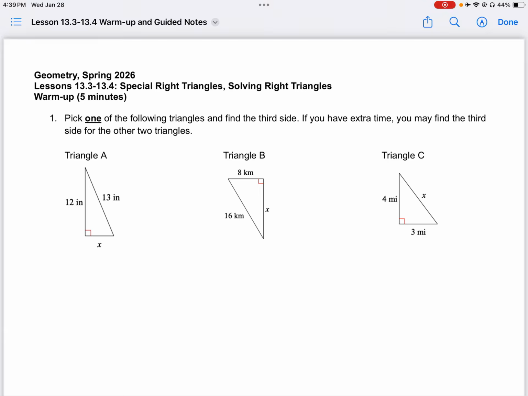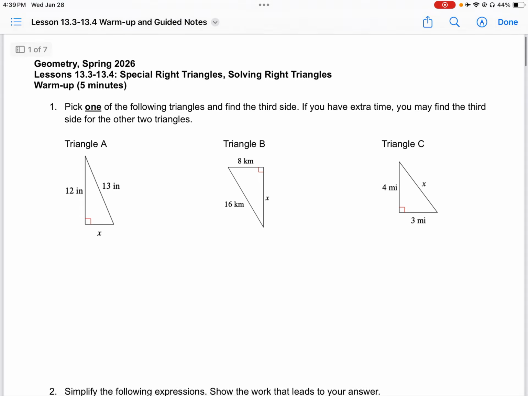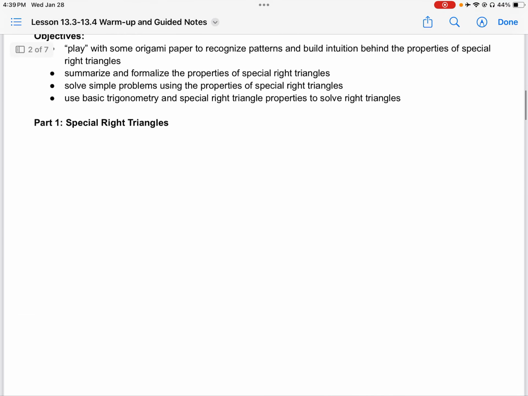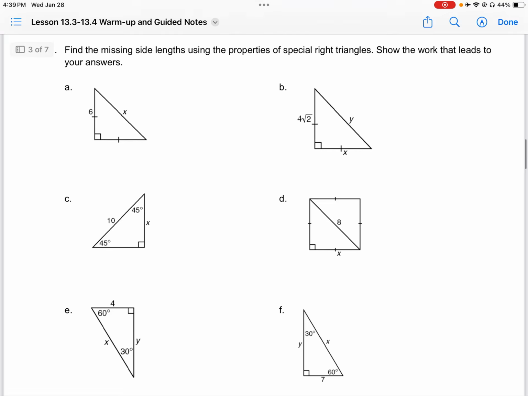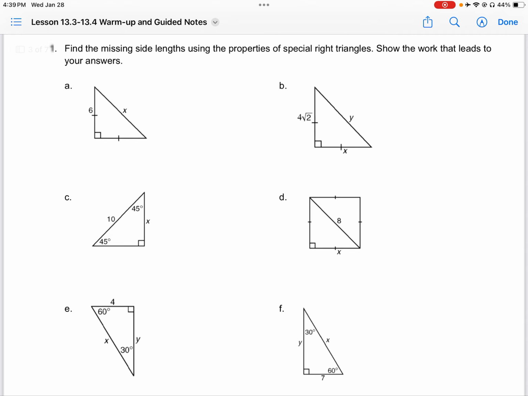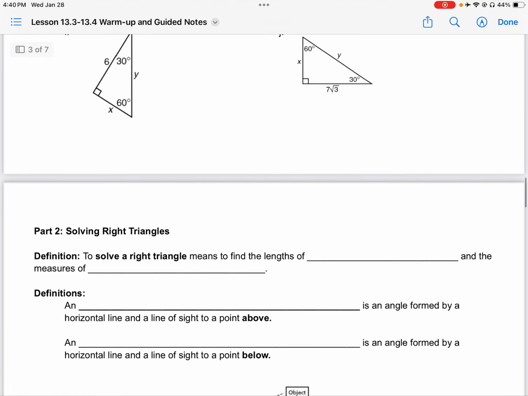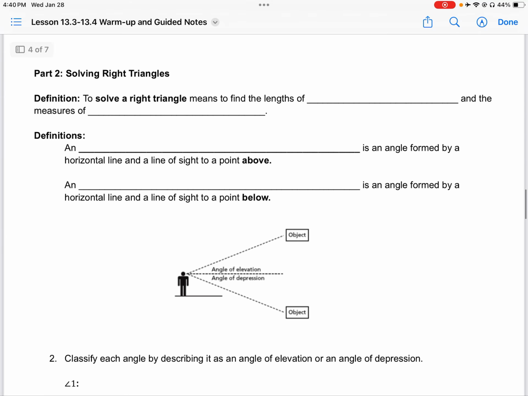All right. So, here's some problems that we worked on: finding the third side of a triangle using the Pythagorean theorem, simplifying some radicals. We talked about special right triangles, and we found some side lengths using the properties of special right triangles. I'd like you to turn here to part two, solving right triangles, and I'm just going to explain a few things to you. And then as you're working through, you can use this video, or if you can figure it out on your own, that's also okay.